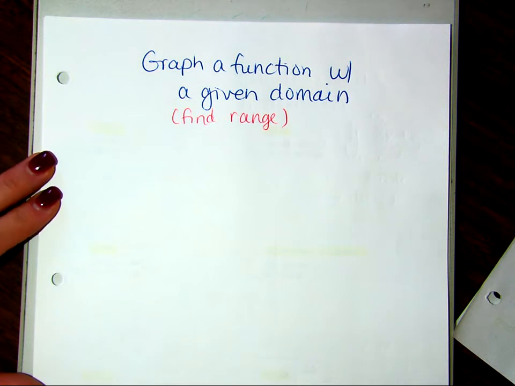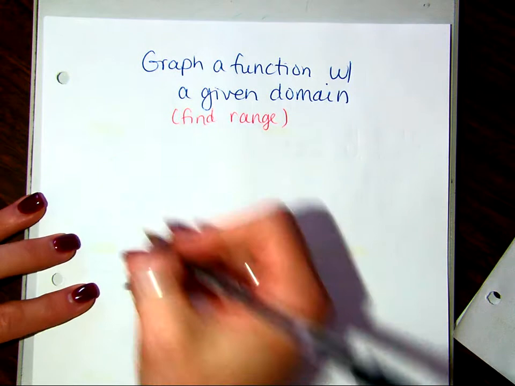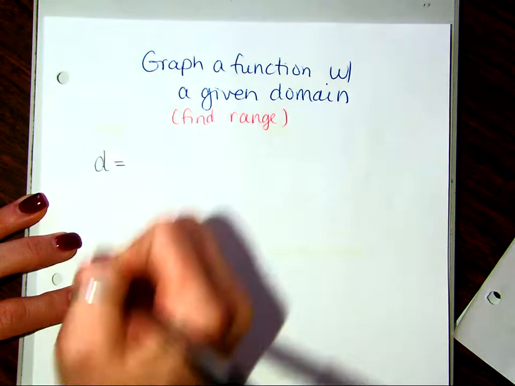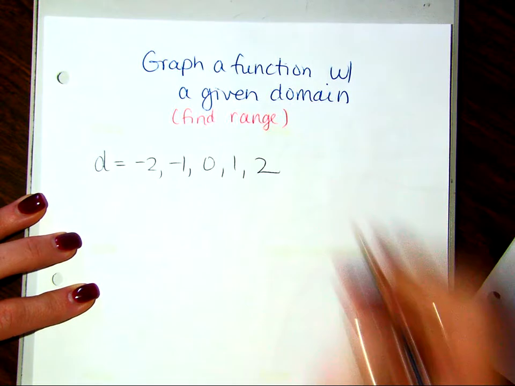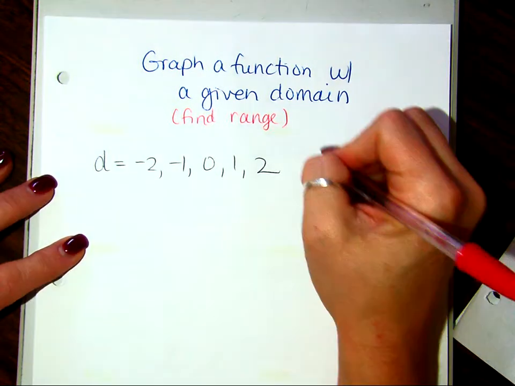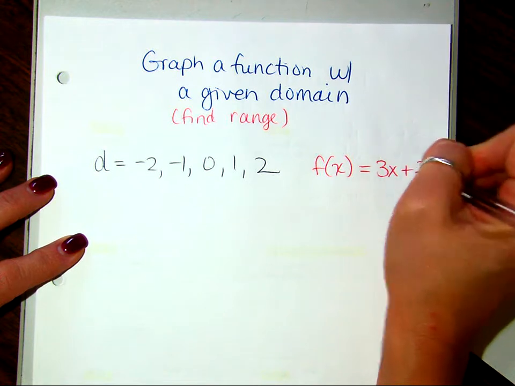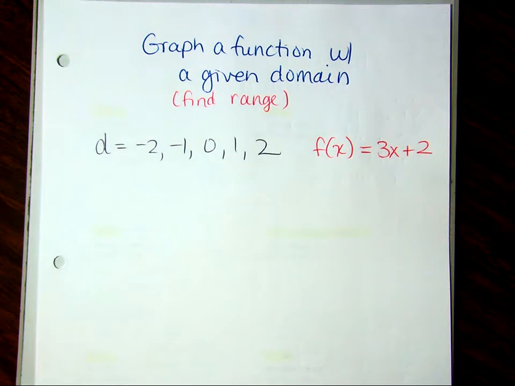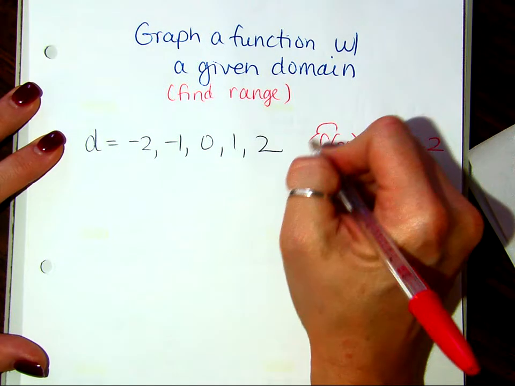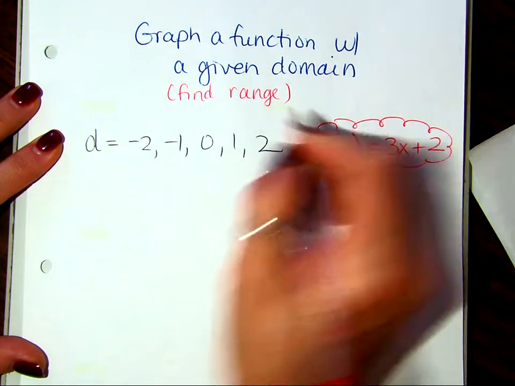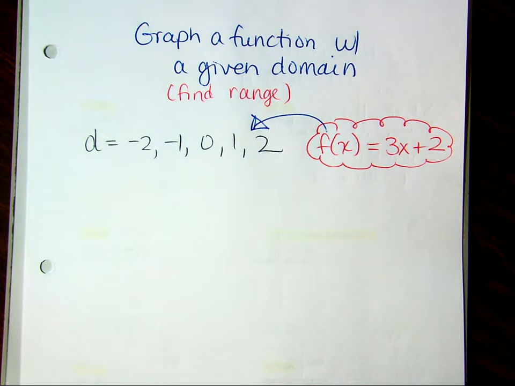Okay? So here's what today's going to look like. I'm going to give you 2 things. I'm going to say, hey, here's your domain. It's -2, -1, 0, 1, 2. And then I'm also going to give you a function. I'm going to say let f of x equal 3x plus 2. You can't even do the problem unless I give you those 2 pieces of information. This is the function that I want you to graph with that domain. Okay, do you understand our objective?